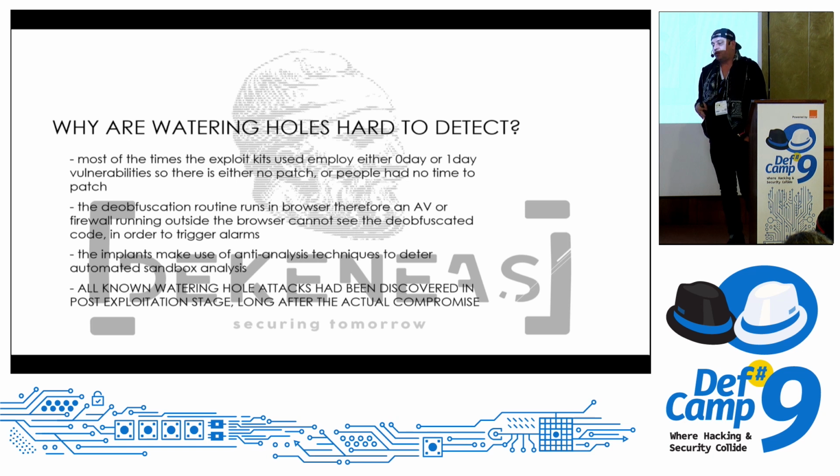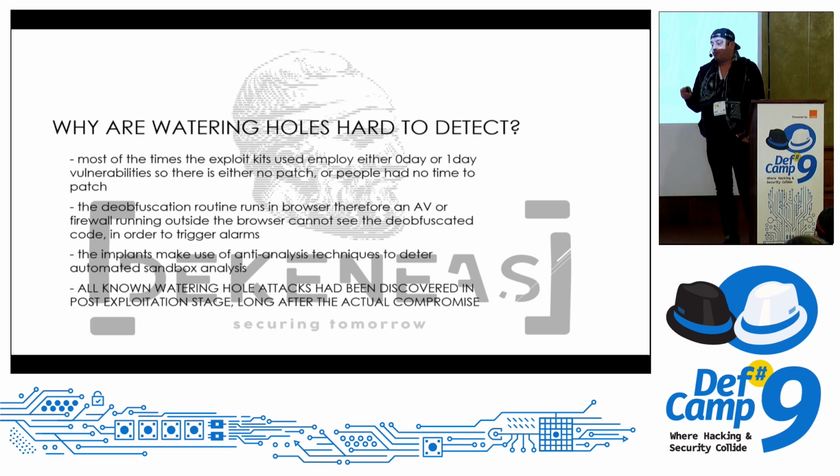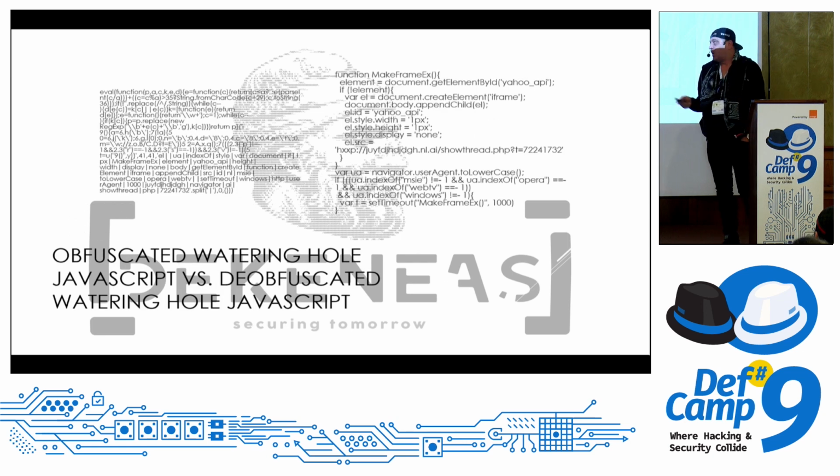The deobfuscation routine for the JavaScript, for the redirecting elements of the HTML, runs in the browser, and no external antivirus or firewall can see the obfuscated code in order to raise any alarms. The implants make use of anti-analysis techniques to deter automated sandbox analysis. And all known watering hole attacks that have been discovered were found in the post-exploitation stage, long after the actual compromise of the network or the site. As you can see here, I give you two examples.